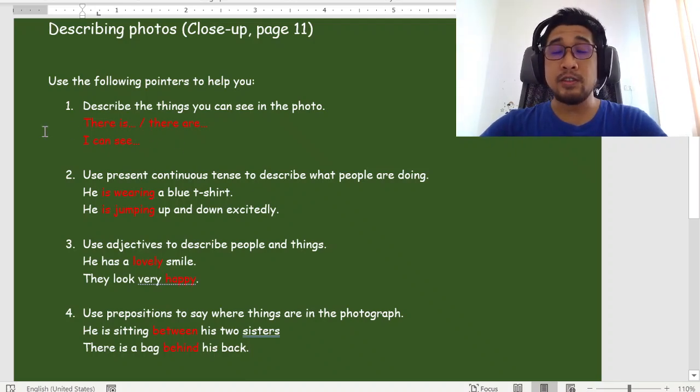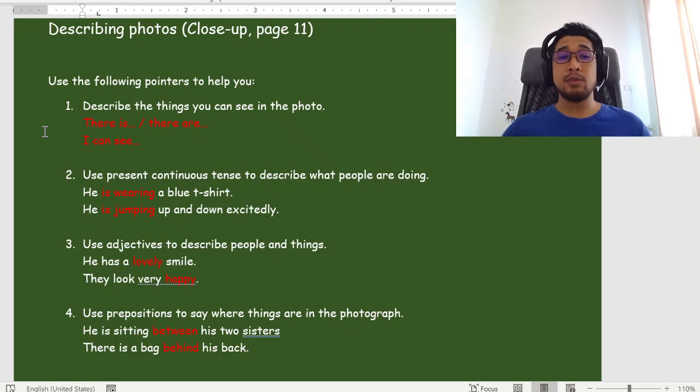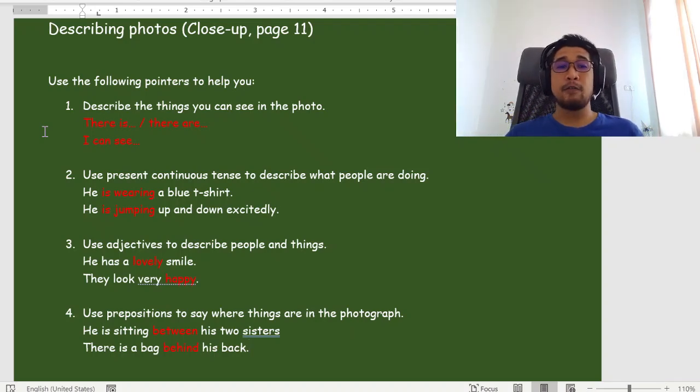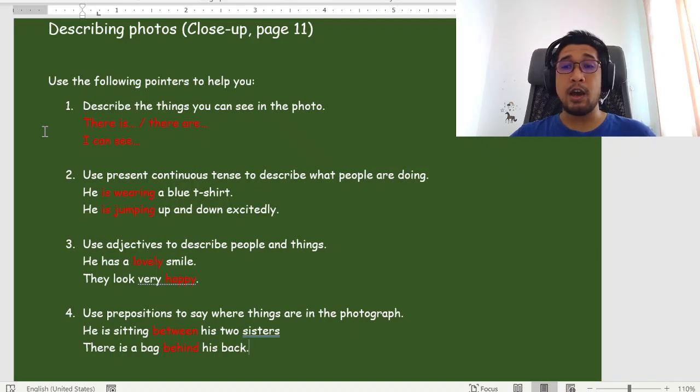Use there is and there are when you want to say there are 4 people in the photographs. The mistake that a lot of students make is that they say have 4 people in the photograph. Ada 4 orang. They translate daripada bahasa Melayu have ada, so have 4 people. But no, that is not how you say it in English. You have to say there are. Kalau ramai ataupun kalau seorang, you say there is. There is a big tree in the background.